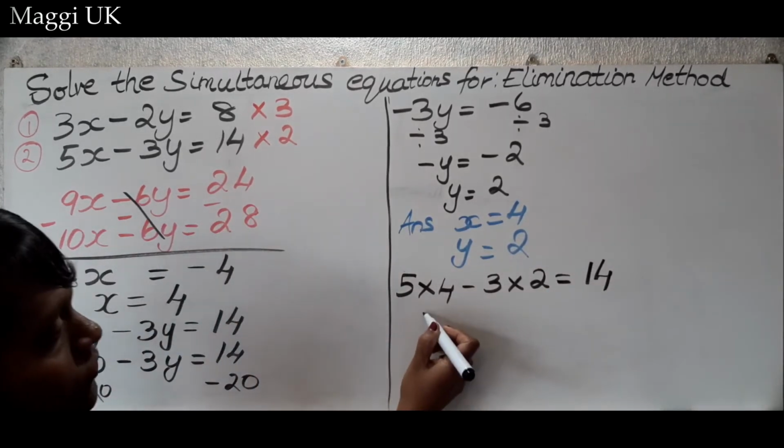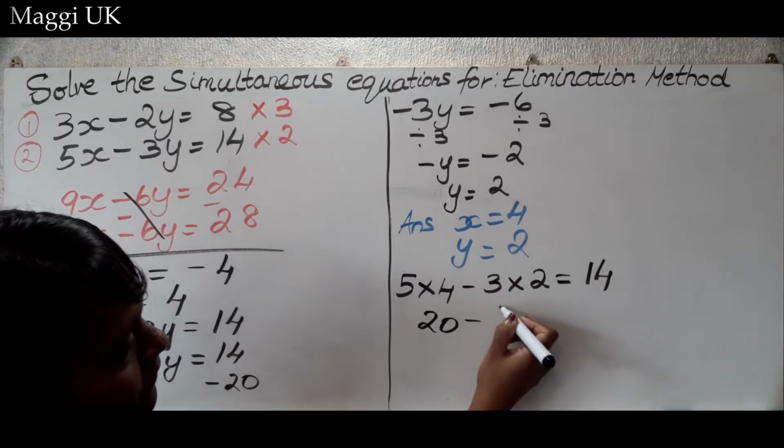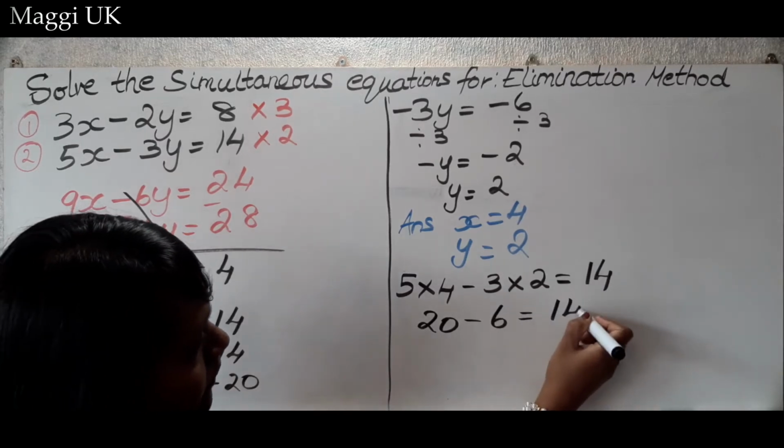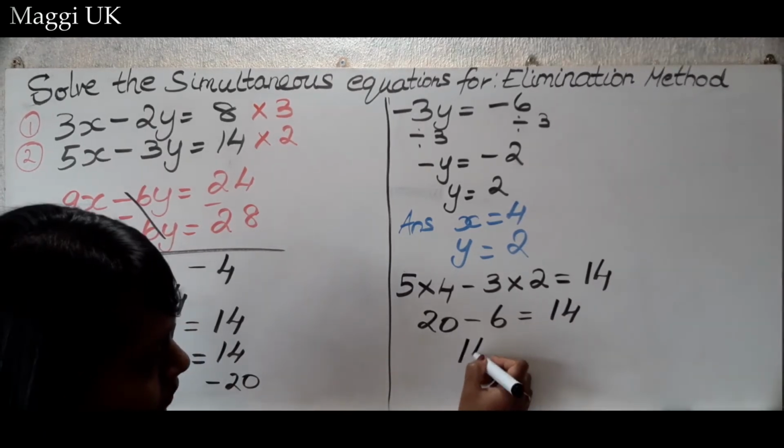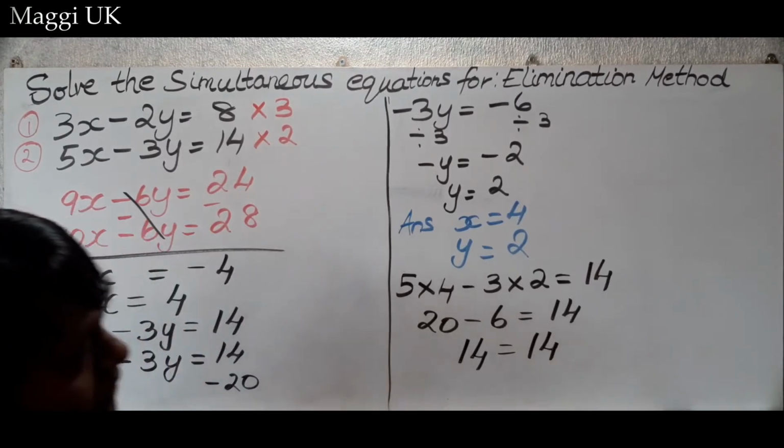So 5 times 4 is 20, minus 6 is equal to 14. 20 take away 6 is 14, equals 14. So that means the answer is correct.